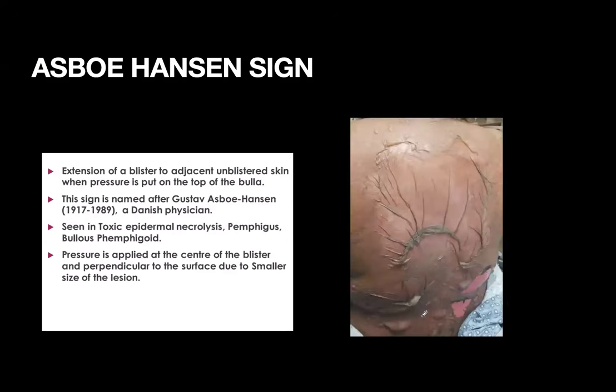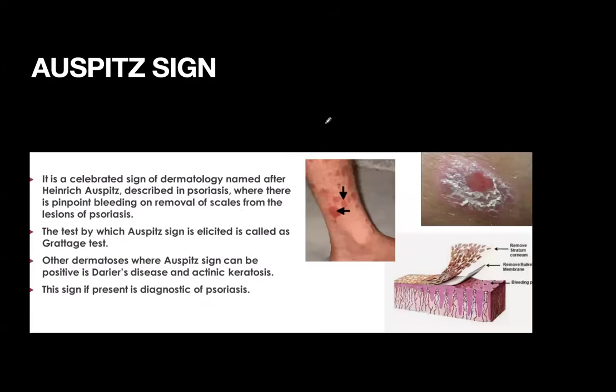This is the Asboe-Hansen sign, extension of the blister adjacent to the unblistered skin when pressure is put on top of the vesicle. This is an Asboe-Hansen sign. This is your good old Auspitz sign we have just seen.